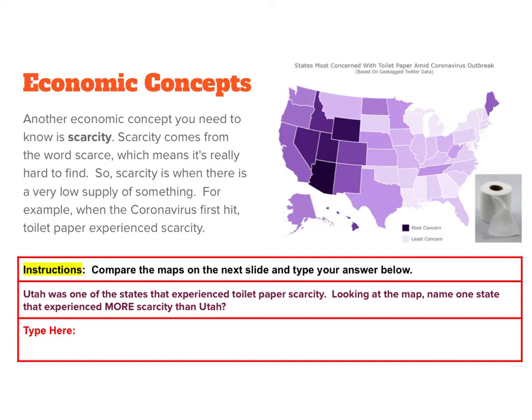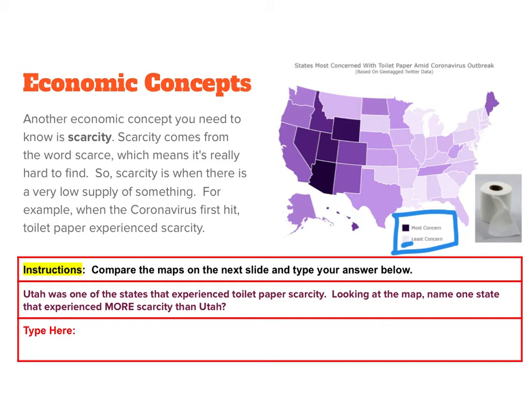As you're looking at the map, there are a couple of things you need to look at. You've got the key here. So the dark purple or the black are the areas of most concern. And then the areas that are the light purple, there's not as much concern. And the question that they're asking here is that Utah is one of the states that experienced toilet paper scarcity, or in other words, there wasn't enough toilet paper for everyone. So looking at the map, you're going to name one state that experienced more scarcity than Utah.